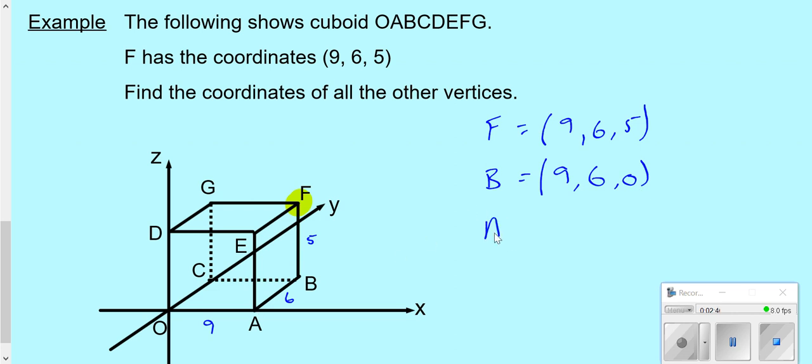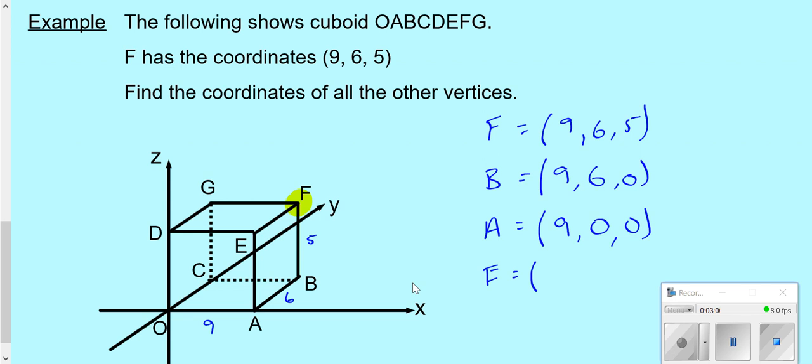Then let's move on to A. So A is going to have the same X value, so that will be 9. It doesn't have a Y value of 6. It's got a value of 0 because it doesn't head away from you. And then in terms of height, it doesn't go up at all, so that must be 0 as well.